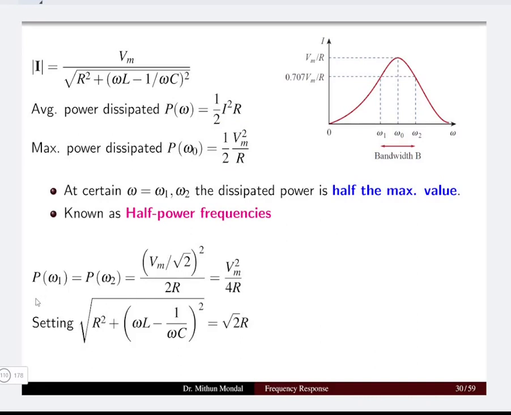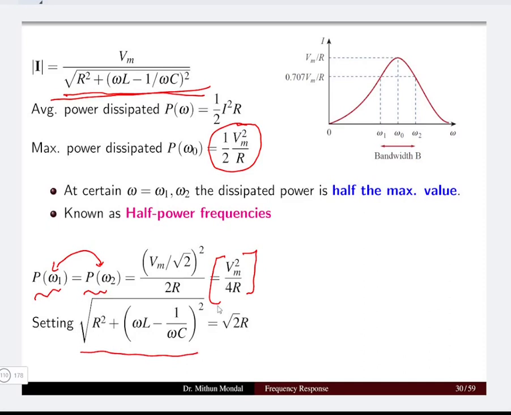So the power at omega 1 and omega 2, which are equal, at the half power frequencies: the maximum power is Vm square by 2R, so half of that we obtain is Vm square by 4R. Now, if we set the denominator of the current, which is under root R square plus omega L minus 1 by omega C square, equal to root 2 times R, because we can say that the denominator will be root 2 times R at the half power frequency.